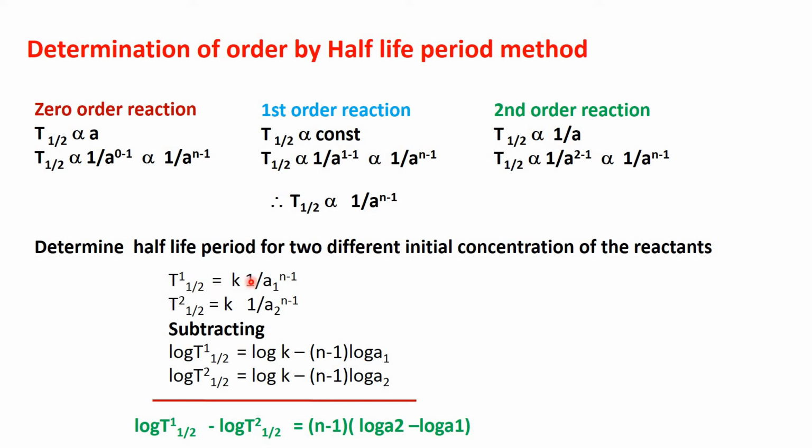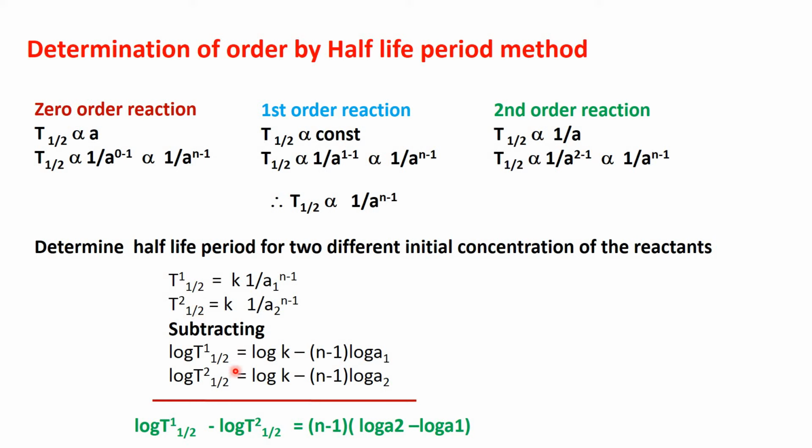This will be equal to rate constant K times 1 by A1 to the power n minus 1, where A1 is the concentration. For another concentration A2, T half 2 I can write as K into 1 by A2 to the power n minus 1. Now you have to take the log of both equations and then subtract. Then what are you getting?